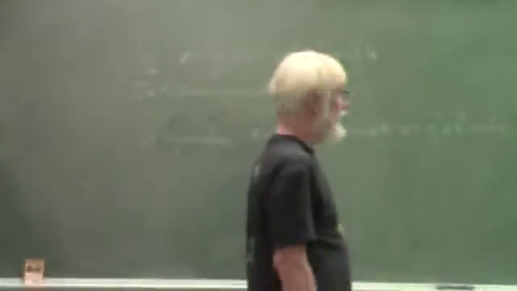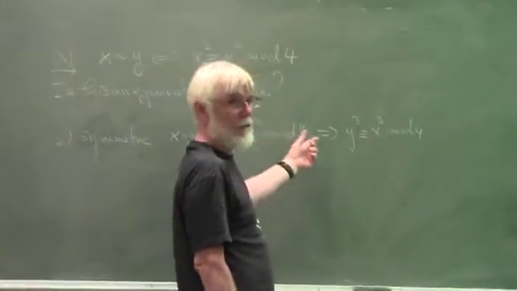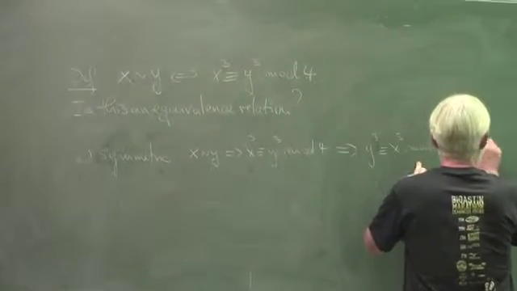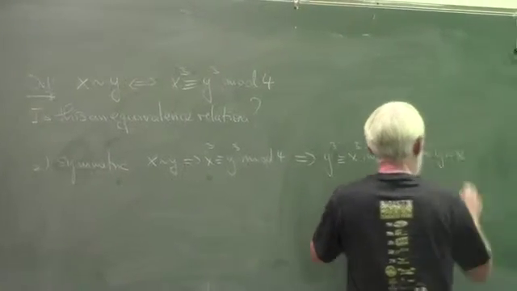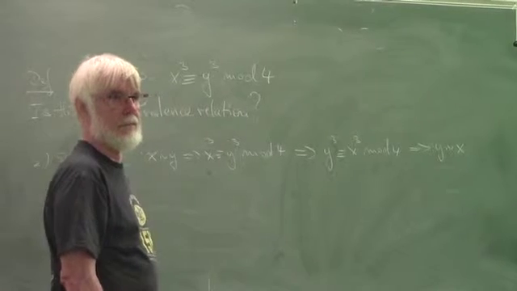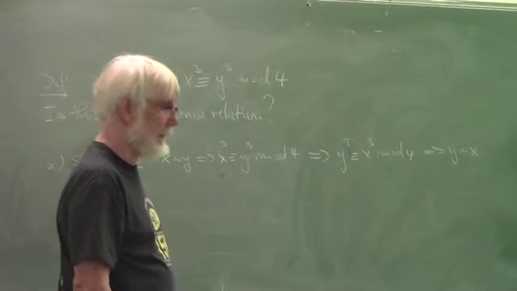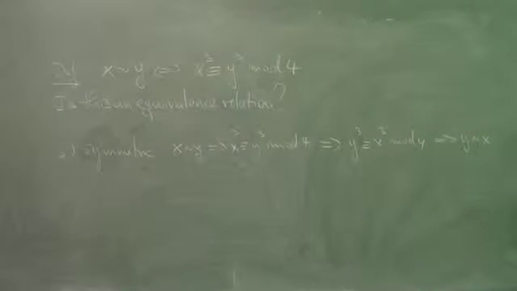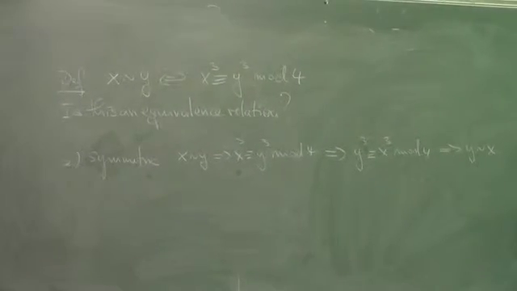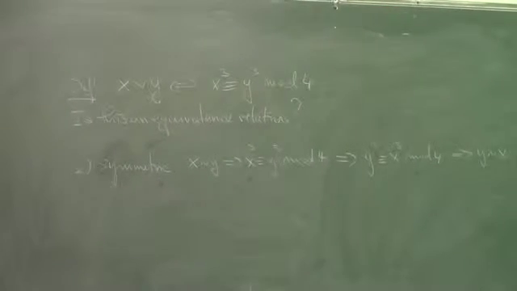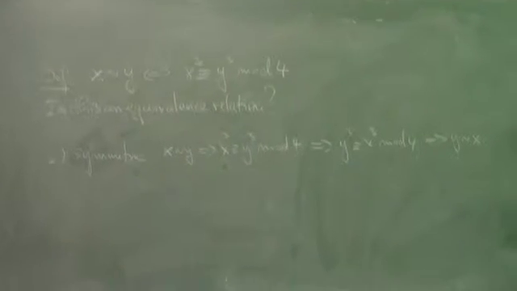Any argument needed? The difference is divisible by 4 and the sign doesn't matter. So if you like, you can spend some time doing numbers one to three. Now, what are the equivalence classes?